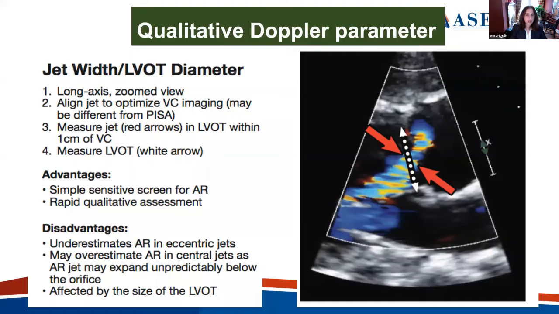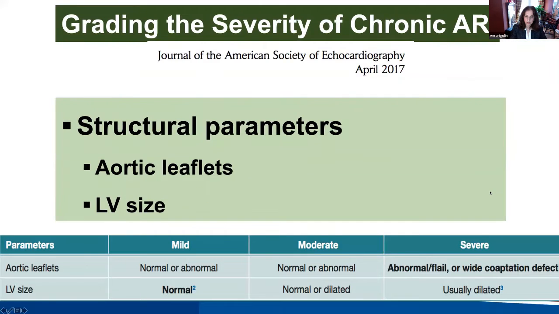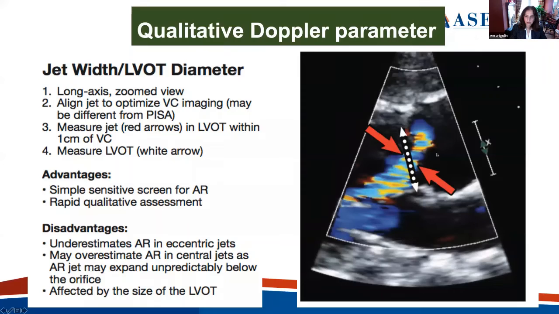So we're not measuring at the vena contracta, we're actually measuring below it, as shown in this diagram right here where these red arrows are. That's where we want to measure the diameter of the jet, not at the vena contracta, which is right here. Because we want to measure it at the same spot where we're going to measure the LVOT diameter, which is where this arrow is here. So then we're going to measure the jet width and then divide that by the LVOT diameter.